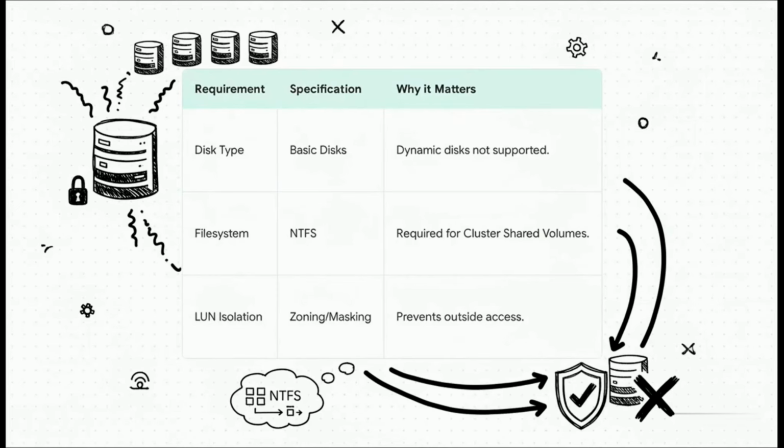Now, if we dig a little deeper into that shared storage pillar, there are some really specific rules you got to follow. As you can see here, you have to use basic disks. Dynamic disks just aren't supported. The file system has to be NTFS, which is a hard requirement for those cluster shared volumes we just talked about. And finally, you have to fence off your storage using something called LUN masking. Just think of it like putting up a digital velvet rope that only lets the servers in your cluster access that shared data. It keeps everybody else out.